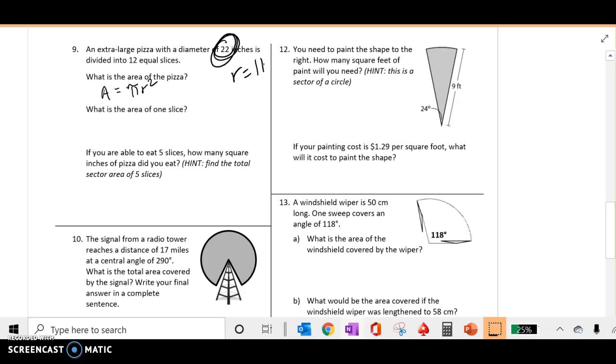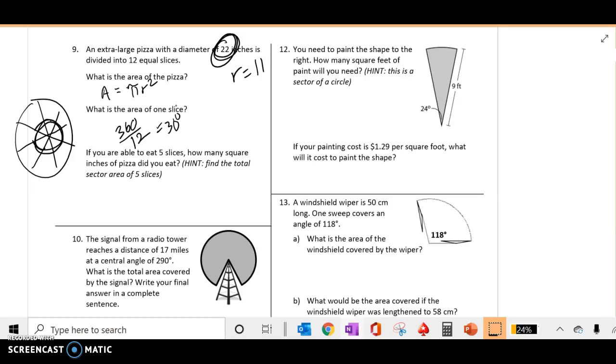And then the area of one slice, well, if it's cut up into 12 equal slices, the full circle is 360 degrees. So if I divide that by 12 equal slices, so if I draw a pizza here, let's see, there's 4 slices, there's 8. So if I did that again, I might get 16ths. But you can imagine 12 equal slices, so all of those angles have to be the same in the center. So if I do 360 divided by 12, that's going to be 30 degrees. So each slice is going to have 30 degrees, because 30 times 12 slices is 360 degrees.